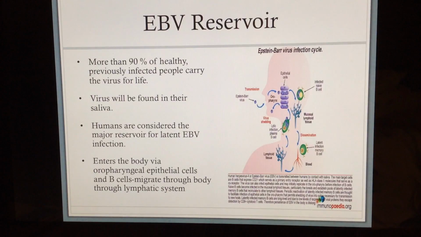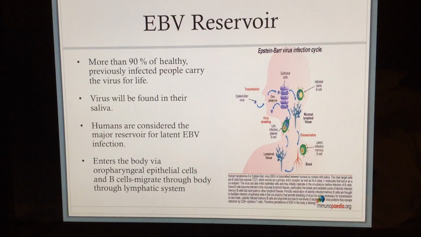This is the reservoir for the Epstein-Barr virus. It's more than 90%, as said before, of healthy, previously infected people carry the virus for life. The virus will be found in their saliva. Humans are considered the major reservoir for latent Epstein-Barr virus infections. It enters the body via oropharyngeal epithelial cells and the B cells, which then migrate through the body through the lymphatic system and cause symptoms that will be shown in the next couple slides.